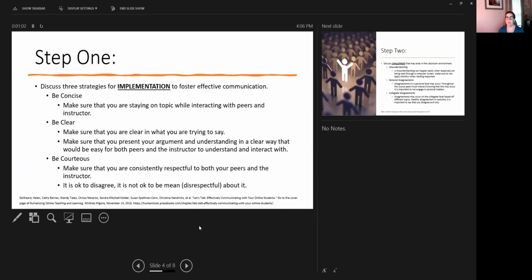So step one, as we already said, is to discuss three-step strategies for implementation to foster effective communication. And we can do this by using these methods of being concise, being clear, and being courteous. I love alliteration. So first of all, being concise. Make sure you're staying on topic, and not going off on a tangent. Instead, if you stay on topic and stay answering whatever the question is at hand, being concise, then it fosters effective communication.